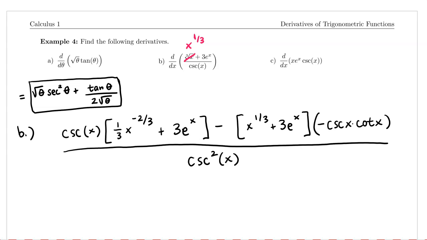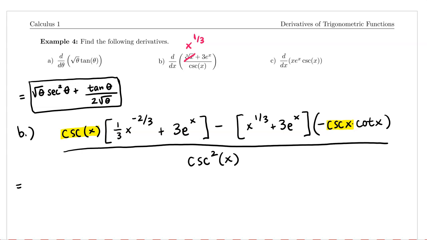Again, I'm okay with you leaving your answer like this. One thing that I'm noticing very quickly, if I wanted to, I could factor out a cosecant out of the numerator because I have a cosecant in this term and a cosecant in that term, and that would allow me to divide that with one of the cosecants in the denominator.